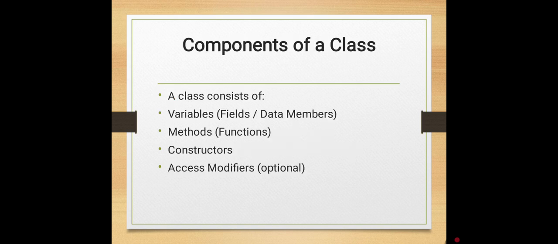Next, we are going to discuss the components of the class. A class in Java can contain the following components. Variables, also called fields or data members. Methods, which define the actions. Constructors, used to initialize the objects, and access modifiers, which control the visibility. All these together define the complete structure of a class.